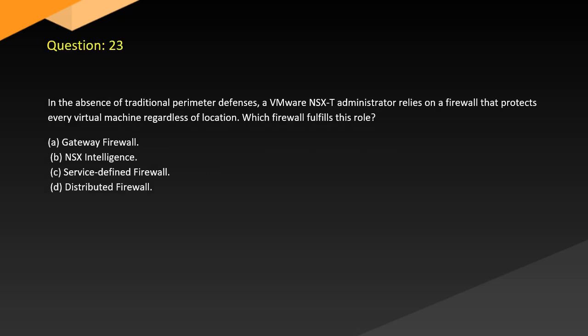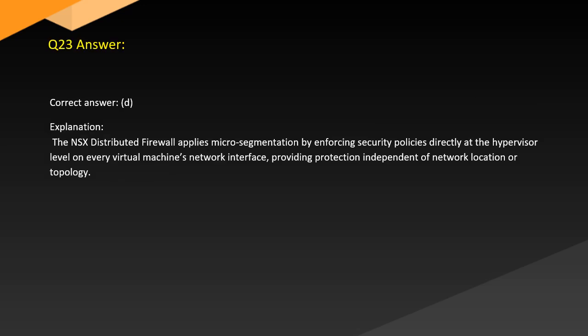Question 23. In the absence of traditional perimeter defenses, a VMware NSX-T administrator relies on a firewall that protects every virtual machine regardless of location. Which firewall fulfills this role? A. Gateway firewall. B. NSX Intelligence. C. Service-defined firewall. D. Distributed firewall. Answer. Correct answer: D. Explanation. The NSX distributed firewall applies micro-segmentation by enforcing security policies directly at the hypervisor level on every virtual machine's network interface, providing protection independent of network location or topology.